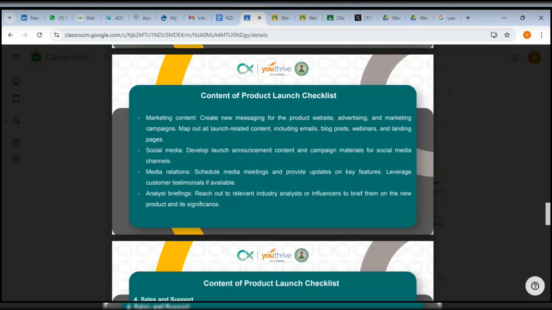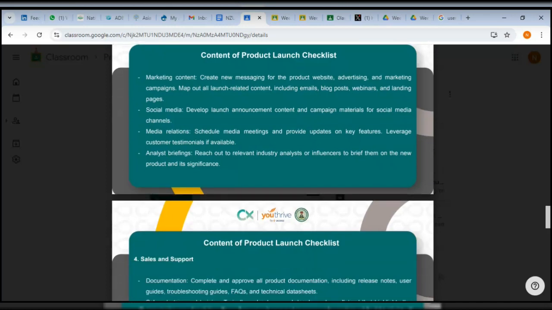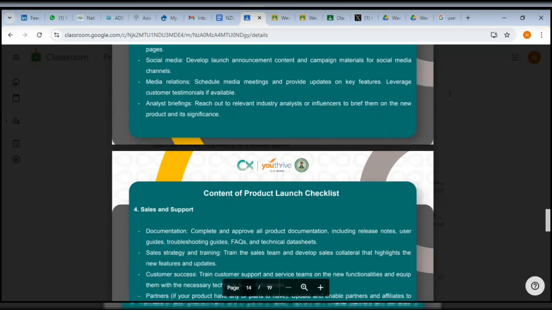Public relations: there are people that do media rounds, actually go and sit down, and now that we have podcasts, go and sit down with podcasts and talk about a new product or a new service within your product that is already existing, and create awareness for it, or have customers get interviewed and attest to it. Analyst briefings: reach out to relevant industry analysts or influencers to brief them on the new product and its significance. Sometimes this will not require any money to pay for.